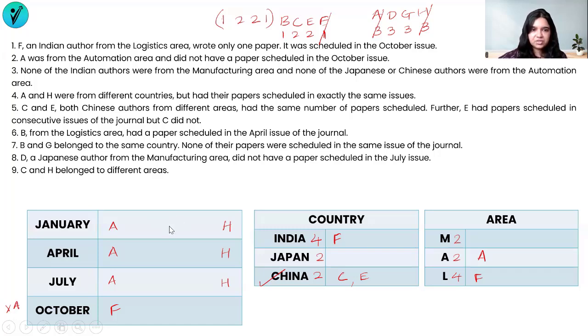So if I give E January and April, then C will have to take July and October, but that will become consecutive. So E cannot be given January and April. Can I give April and July? E has to be consecutive, so one after another. If I give April and July to E, then C stays for January and October, which is totally fine. And then I cannot give July and October because then C will also be consecutive and E will also be consecutive. Which means E has definitely released their papers in April and July. And then C has released in January and October.